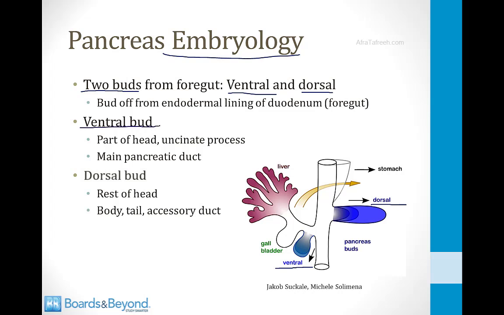The ventral bud forms the head of the pancreas and the uncinate process. It also forms the main pancreatic duct. The dorsal bud in the back forms the majority of the pancreas. It forms the body, the tail, and the accessory duct.